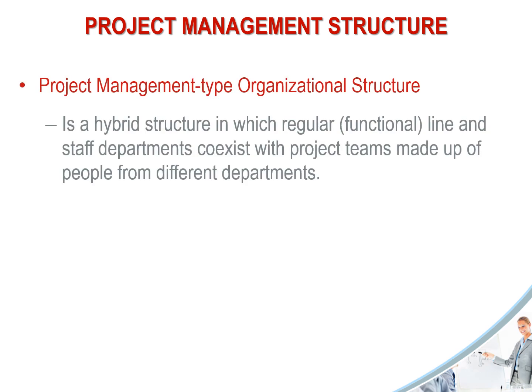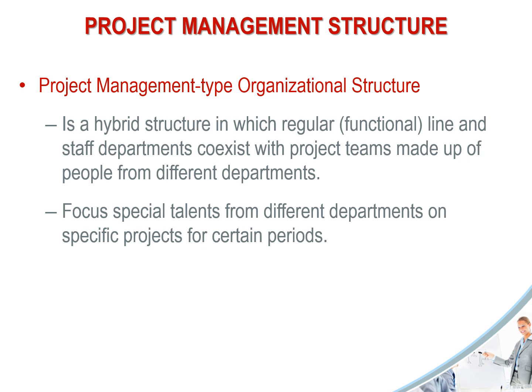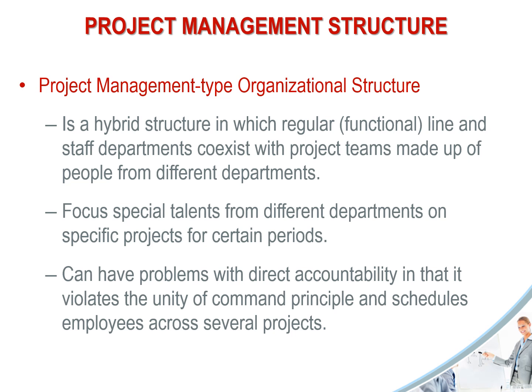Project management structure is a hybrid structure in which regular or functional line and staff departments coexist with project teams made up of people from various different departments. They focus special talents from different departments on a specific project for certain periods of time. They can have problems with direct accountability in that it violates the unity of command principle and schedules employees across several projects. So make sure you don't stifle your employees. Make sure your people on these project teams know which one is a priority.